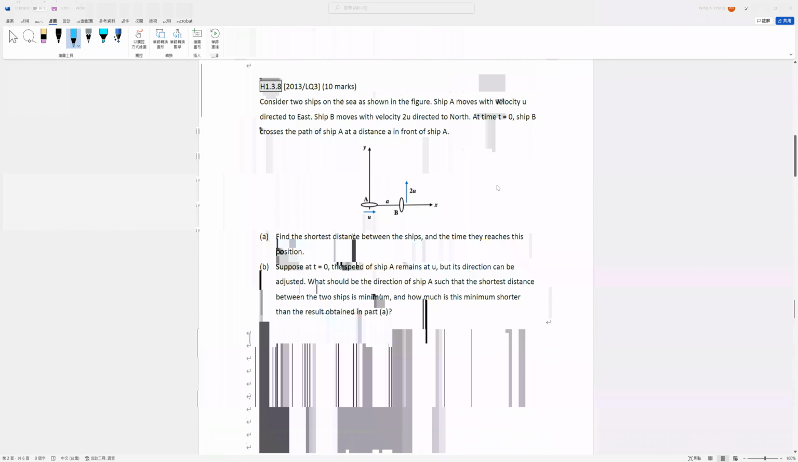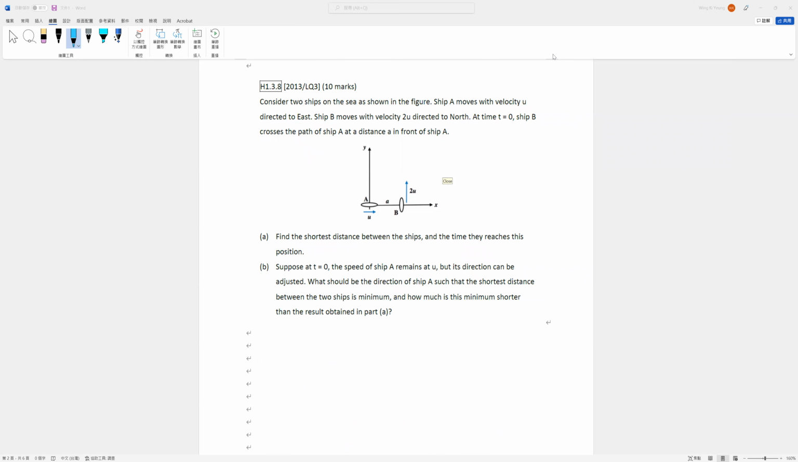Let's take a look at this one. A long question. But this is going to find the shortest distance between the ships as they reach this position. I think this is almost the same question we talked about last time. Did we talk about this one last lesson? I think no. But we have some similar questions as part A.